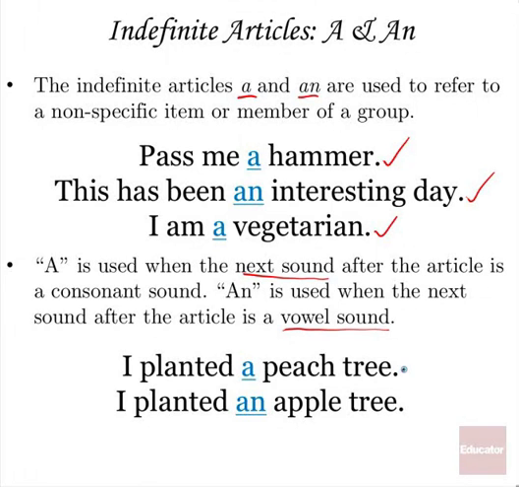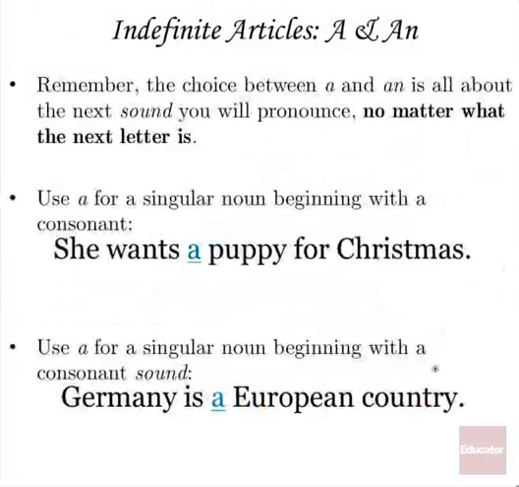I planted a peach tree. Well, it starts with a consonant sound, p, a peach tree. So we use a. I planted an apple tree. Starts with a vowel sound, an apple tree. Basically, this is to avoid having that funny glottal stop noise where we go, I planted a apple tree. That sounds like you're choking. It freaks people out, so we don't do it. An apple tree. Put the N in there to make it nice and smooth.